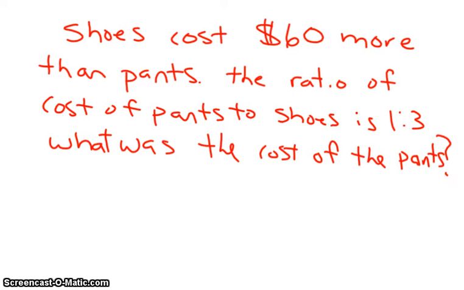Okay, so shoes cost $60 more than pants. The ratio of the cost of pants to shoes is 1 to 3. What was the cost of the pants? Well, let's look at this. I have a ratio of 1 to 3 of pants to shoes.